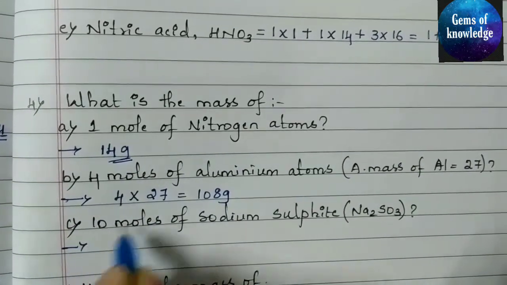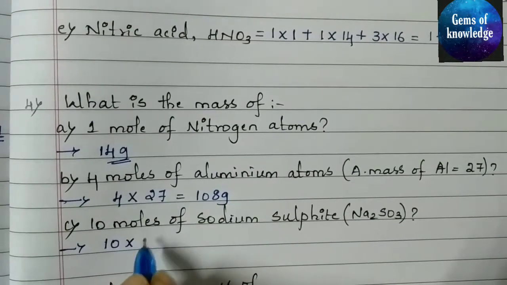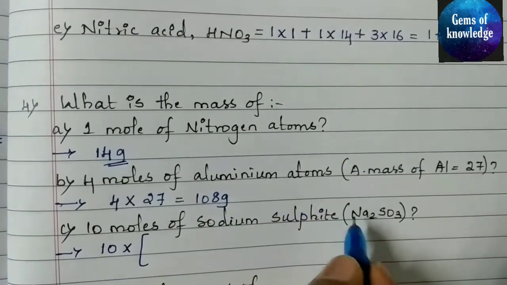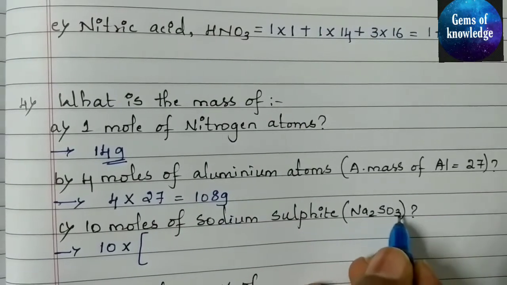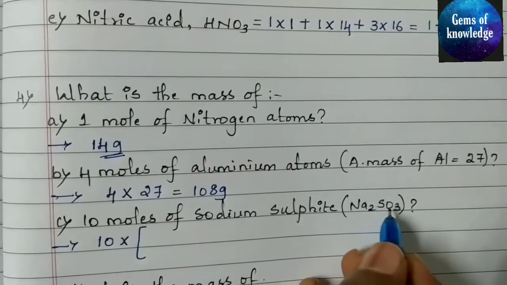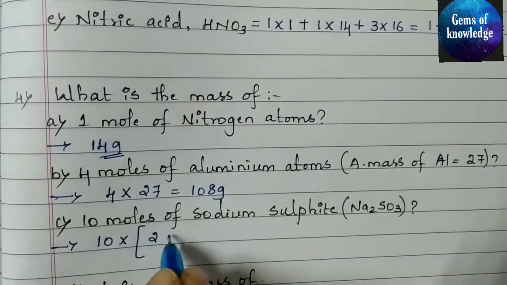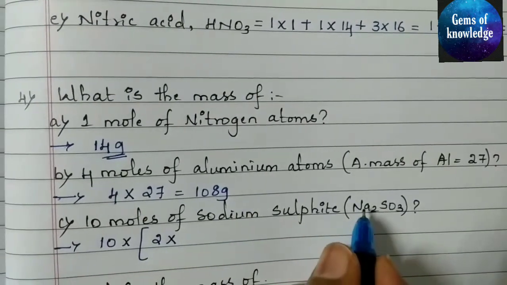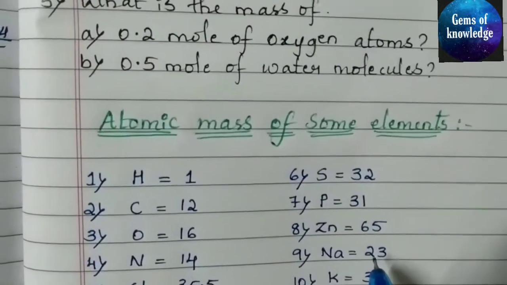Next you can see 10 moles of sodium sulfite is given. So 10 into, multiplication, you keep it as it is. Sodium, Na, is how many times here? This is the formula for sodium sulfite, Na2SO3. So Na is given how many times? 2 times. So 2 times into, what is the atomic mass of Na? It is nothing but 23.